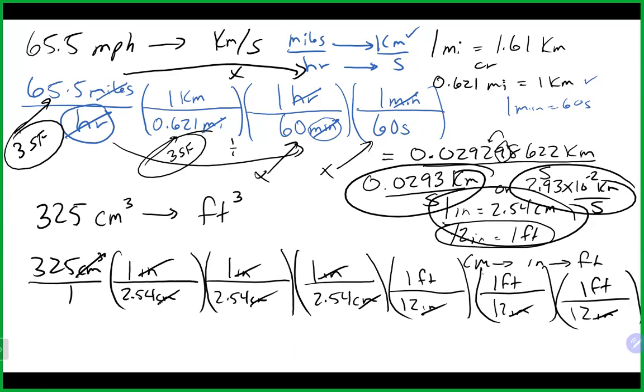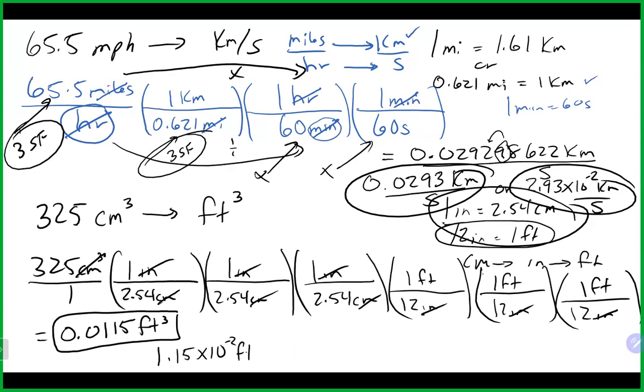325 basically times 1 divided by 2.54 hit equals, divided by 2.54 hit equals, divided by 2.54 hit equals, divided by 12 hit equals, divided by 12 hit equals, divided by 12 hit equals, and you will end up with 0.0115 cubic feet in this particular case. Or again, if you want to do scientific notation, 1.15 times 10 to the minus 2 cubic feet.